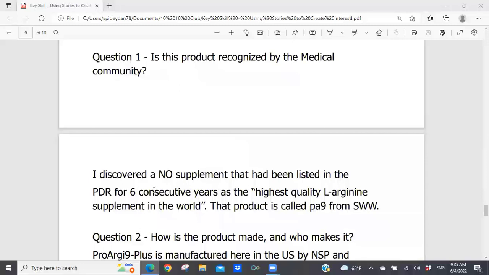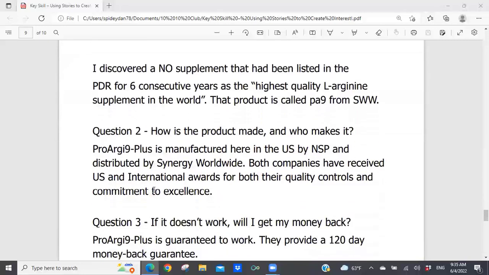I discovered a nitric oxide supplement that had been listed in the physician's desk reference for 6 consecutive years as, quote, the highest quality L-arginine supplement in the world, end of quote. That product is called Pro-Arginine Plus from Synergy Worldwide. Question number 2, how is the product made and who makes it? Pro-Arginine Plus is manufactured here in the United States by NSP and distributed by Synergy Worldwide. Both companies have received US and international awards for both their quality controls and commitment to excellence.